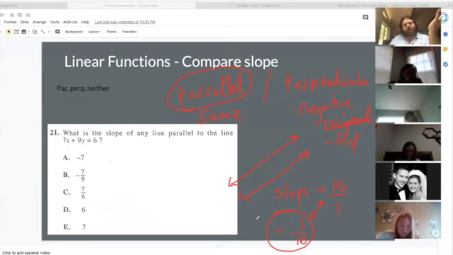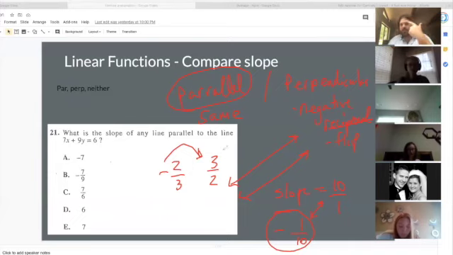So if it's parallel, same slope, perpendicular, negative, flip. Okay, you take 2/3, you flip it, you change the sign. If it was negative 2/3, you'd flip it, again, 3/2 and change the sign. Always different sign. If it starts negative, it's going to end positive. If it starts positive, it's going to end negative.